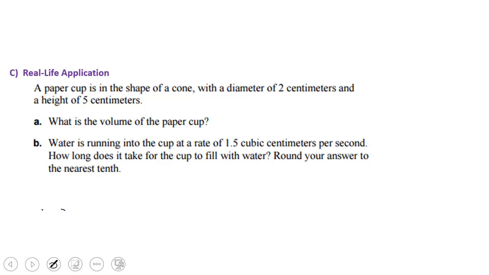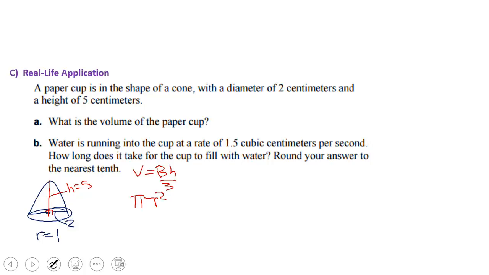Okay, well, some of you like to draw a picture. It says that the diameter of this cone is 2, which means the radius has to be 1. And they told us the height, going from the top down into here, was 5. We know that volume is the area of the base times the height divided by 3. The base is a circle, so pi r squared times the height, all divided by 3.